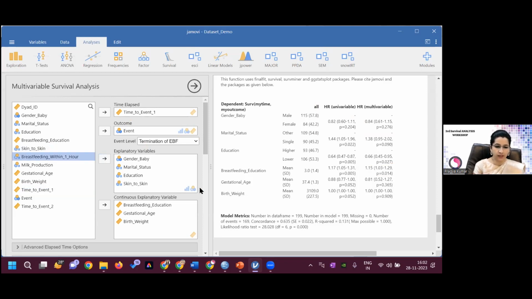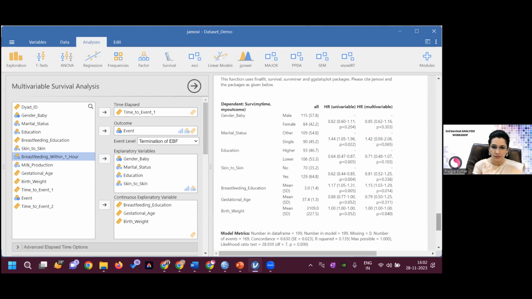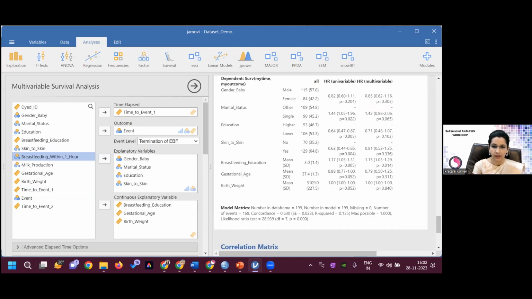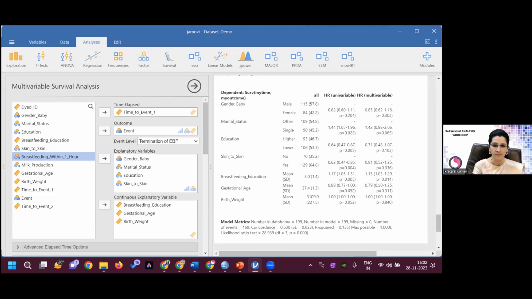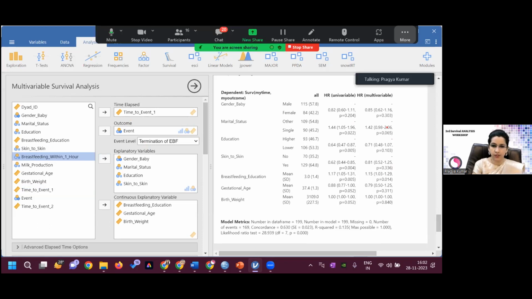If you enter the skin to skin contact, you can see there was again a change. Marital status was initially significant, but right now it is not significant. We'll see this one by one. Let's see first this gender. I'm focusing: the unadjusted is also 0.2 and the adjusted is 0.82 and 0.85.